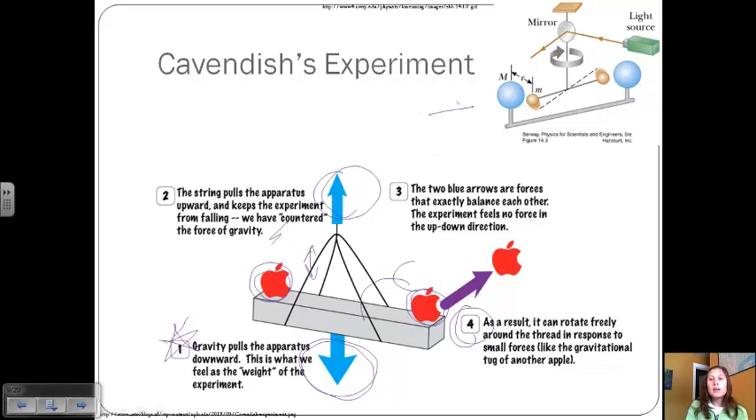What Cavendish did more specifically has to do with this experimental setup up here. But again, you've got your two masses and the distance between them, and we're using a light source to measure that rotational motion.